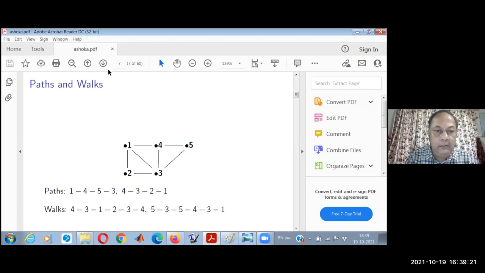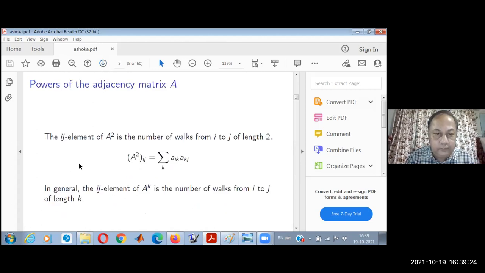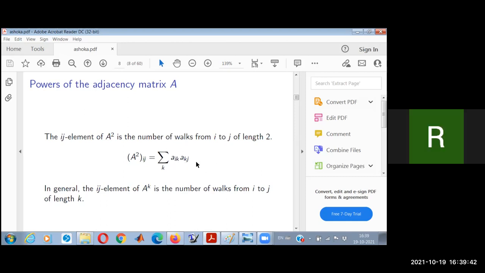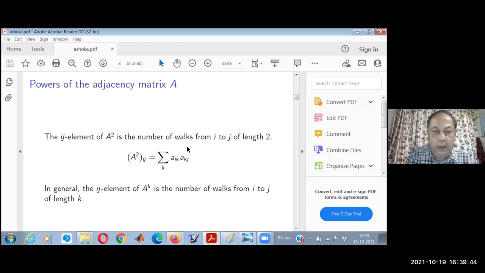Now these have linear matrix theory interpretation. So if you look at a square of the adjacency matrix, then the way the square is defined, it is summation a_ik a_kj. So as soon as you have a 1 from i to k, if there is an edge, and from k to j there is an edge, then that will contribute 1 to this sum. And so it is the number of walks from i to j of length 2. Length means the number of edges. And in general, the ij element, if you take the kth power, then that is the number of walks from i to j of length k.